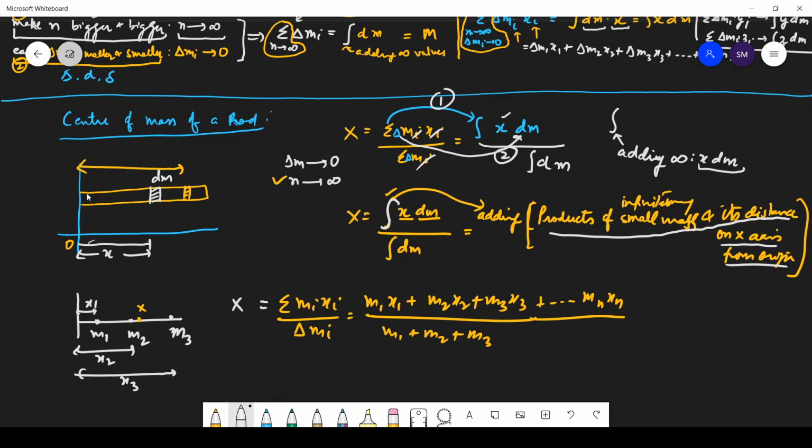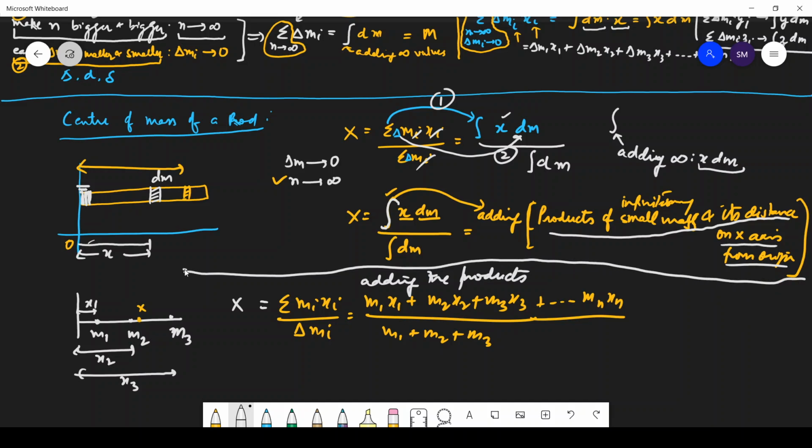So what are you doing? You are adding: this is the first small mass and its distance from the origin, multiplying both of them, plus the next small mass and its distance from the origin, and this small mass and its distance from the origin. This is what you were doing here, mass and its distance from the origin. You were adding the products here also. So here also I am adding the products, but there are two different ways of writing it. Notation will be different.